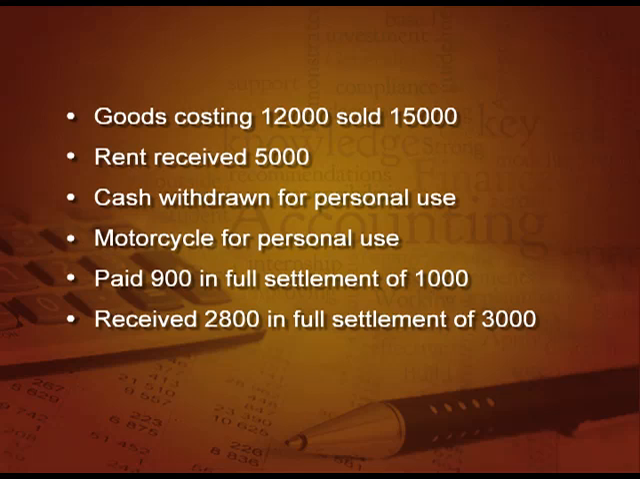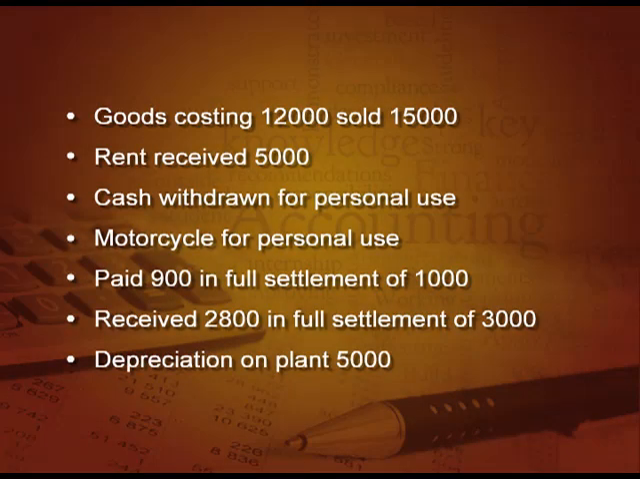Similarly, the next one, received 2,800 in full settlement of 3,000. Now, you are receiving less. This is a loss. Your capital gets reduced by 200, but cash increased by 2,800 and 3,000 will be deducted from debtors. Yes, out of 3,000 you are able to get only 2,800. So, this results in a loss which reduces your capital by 200.